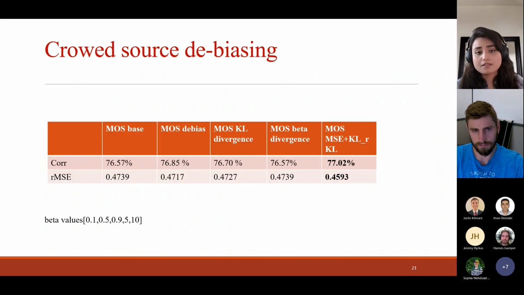So we applied this debiasing and also a soft loss calculation for this MOS estimation. We get a very minimal improvement using reverse KL plus KL divergence.